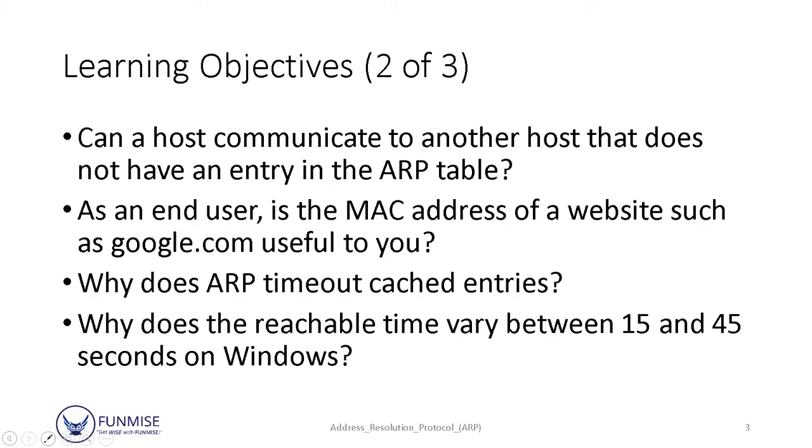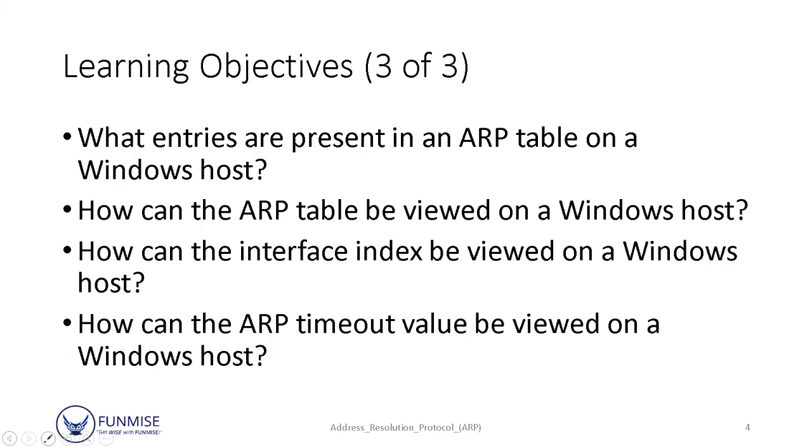Can a host communicate to another host that does not have an entry in the ARP table? As an end user, is the MAC address of a website such as google.com useful to you? Why does ARP timeout cached entries? Why does the reachable time vary between 15 and 45 seconds on Windows? What entries are present in an ARP table on a Windows host? How can the ARP table be viewed on a Windows host? How can the interface index be viewed on a Windows host? How can the ARP timeout value be viewed on a Windows host?